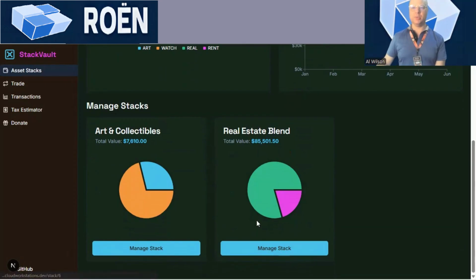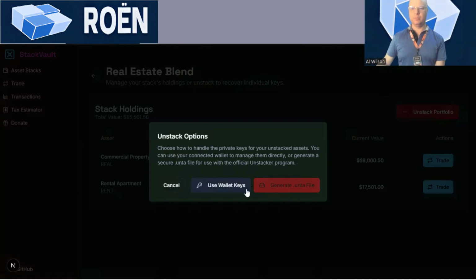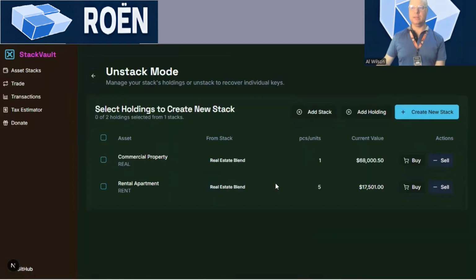We'll go ahead and manage one of these stacks, in this case, real estate blend. Now we have the stack holdings. We'll go ahead and unstack it. We're going to generate a security file, which is the UNTA key. And this is only readable with the Unstacker desktop application where we can view the crypto keys. And the other option is to use a connected hardware wallet or software.